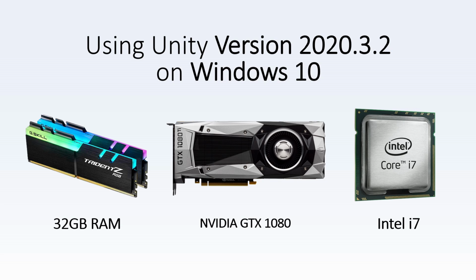This guide will be run on a PC with Windows 10, 32GB of RAM, an Intel i7 processor, and an NVIDIA GTX 1080 graphics card. We will be using the 2020.3.2 version of Unity for this tutorial, which is a long-term support version, making it more stable. The features used in this tutorial haven't been changed in a while, however, so it shouldn't be an issue if your Unity is a different version. If any features we use are missing, then updating Unity to the 2020.3.2 version should fix that issue.